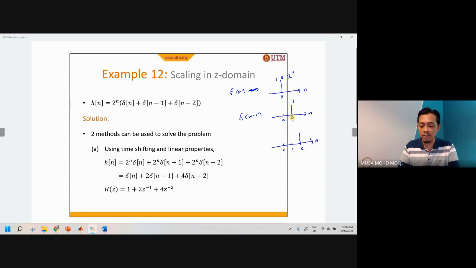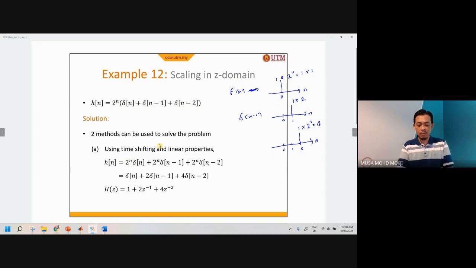And this one, because we only have one sample at n equals 1, when n is 1, this becomes 2 to the power of 1. So this is multiplied by 2. So actually this equals 1 multiplied by 1. And the other one is at n equals 2. It is 1, and then you need to multiply with 2 to the power of 2, which is 4.